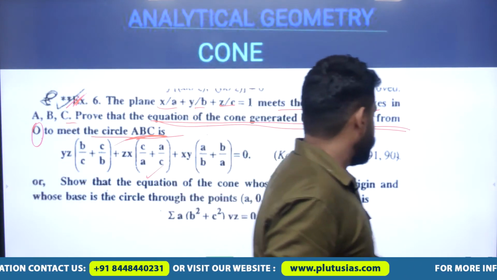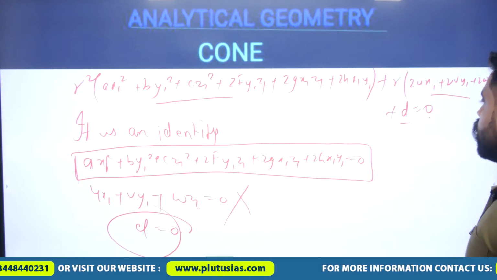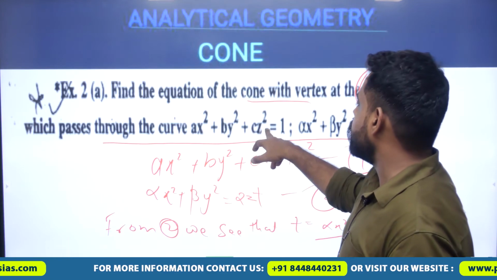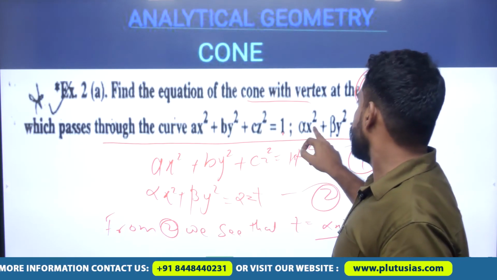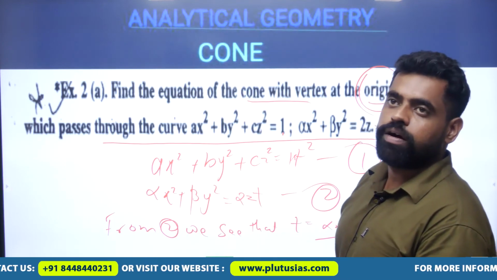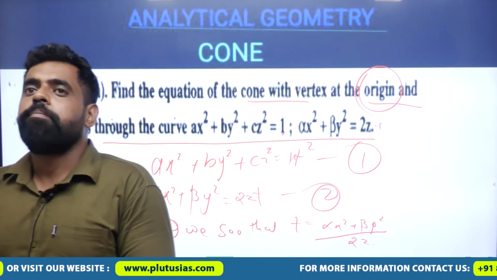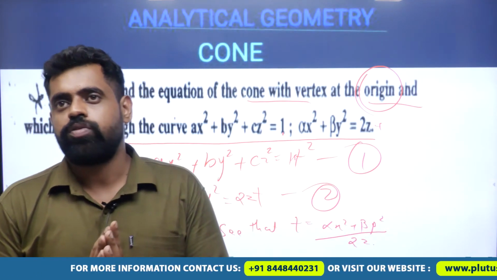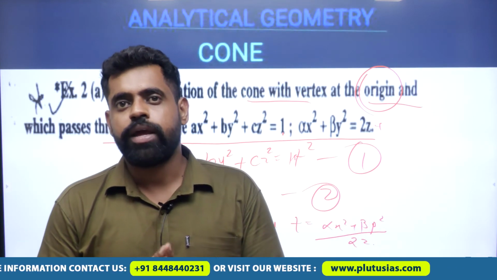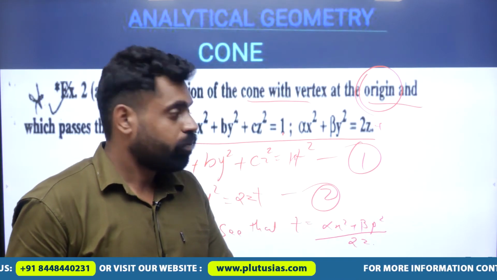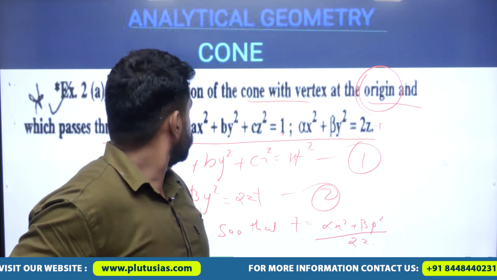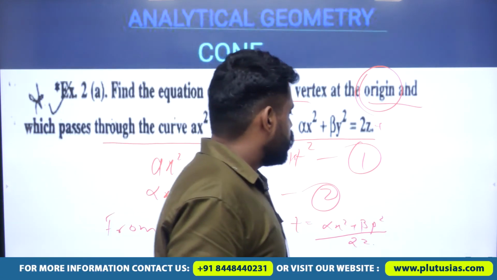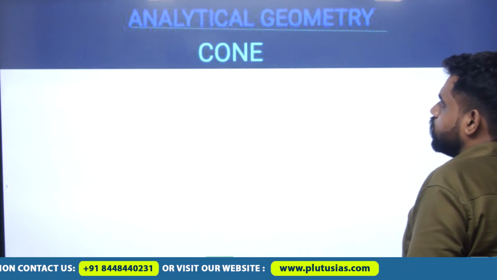I told you how to homogenize this. For this ax square, by square, cz square, for 1 you use t square, and for this you say t here. Once you get the value of t, get the equation, and that is your answer. These questions come in your examination, and it is a very easy thing to do in your examination. So this question is an important question.